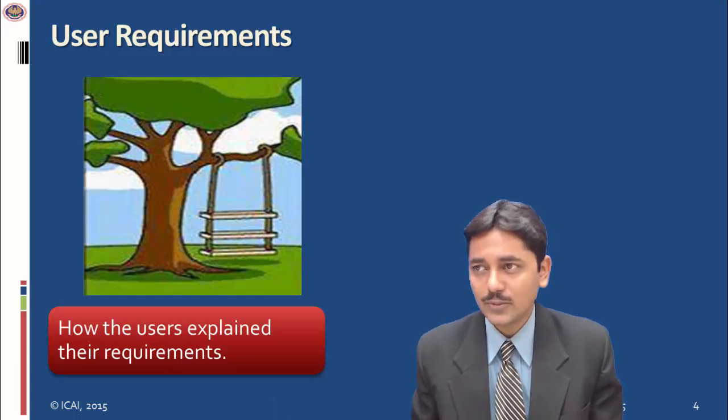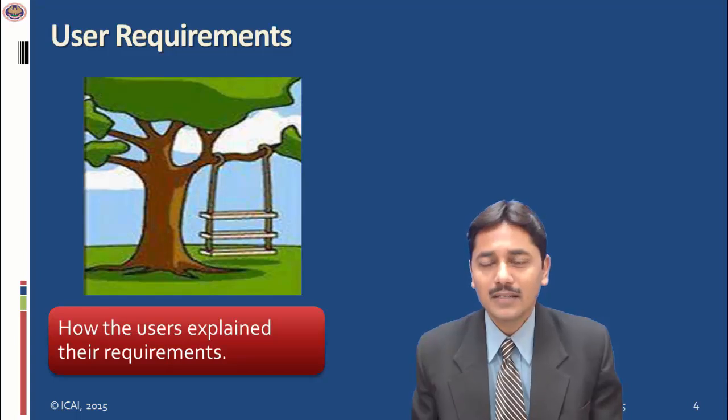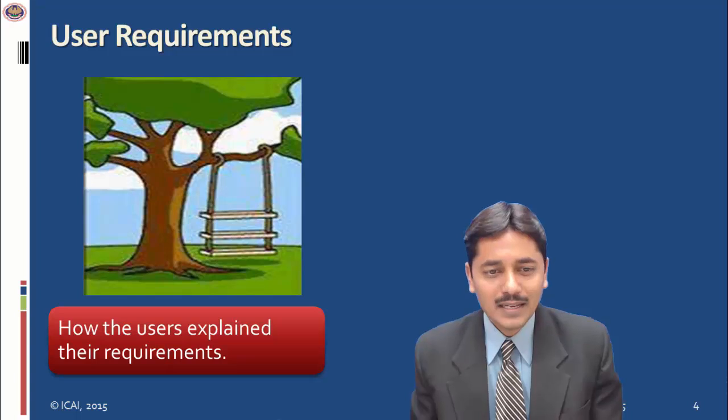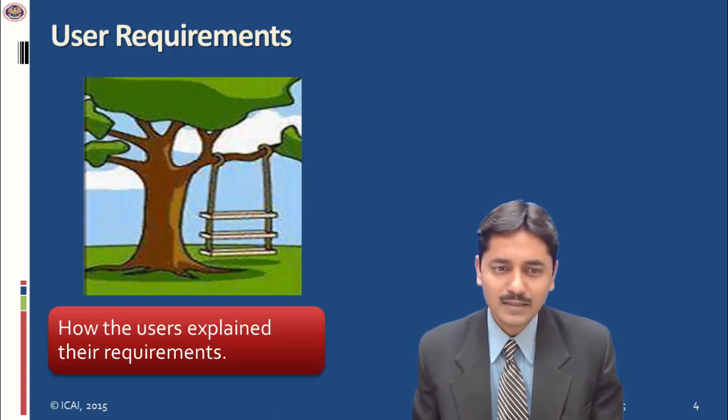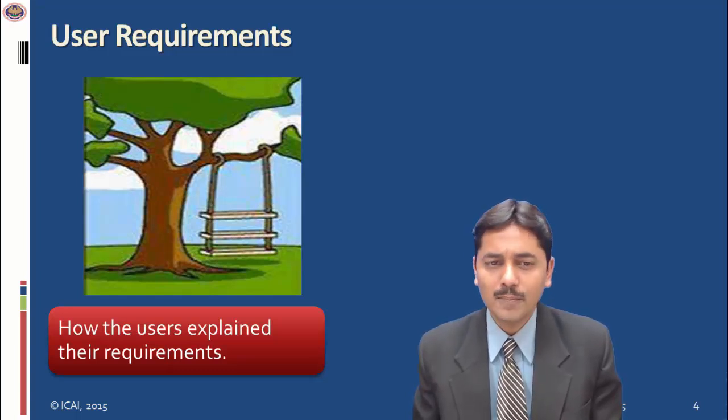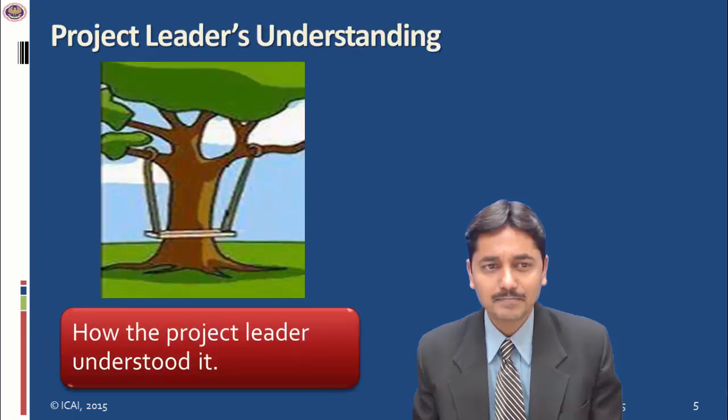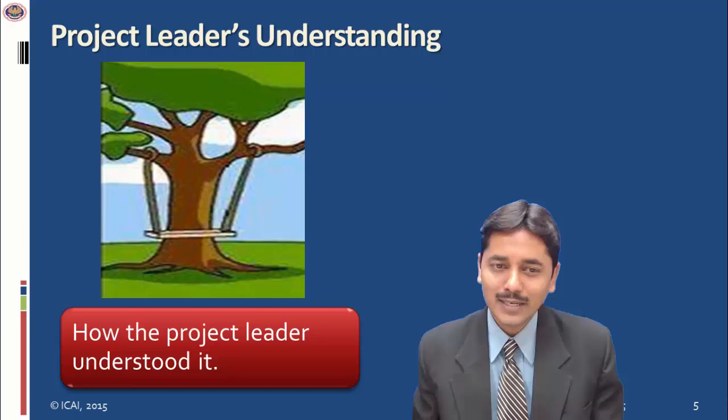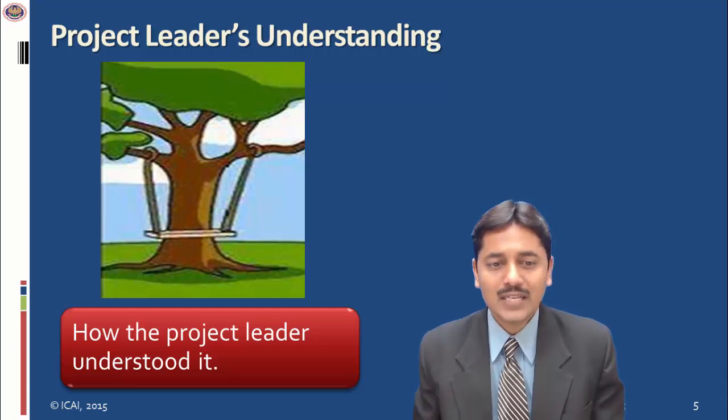There was a user who explained his requirement to a software company. This was how he explained it: there should be a tree, there should be 2 ropes, and there should be some horizontal platform. How did the project leader understand it? The project leader understood that there should be a tree, 2 ropes, and a platform like this.